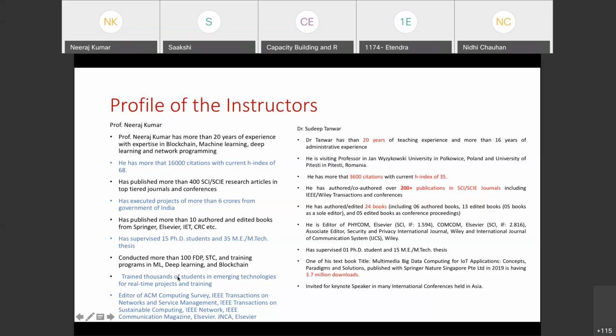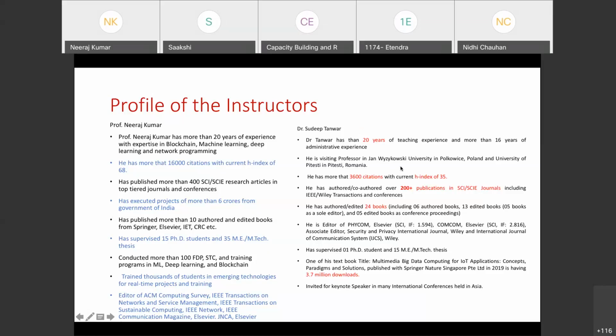And I have conducted more than 100 FDP, STCs, short-term course training on blockchain, deep learning, and machine learning. And I'm editor of various journals. Similarly, my other partner, who is also part of this course, is Professor Sudeep Tamar. He has also more than 20 years of experience in different universities.